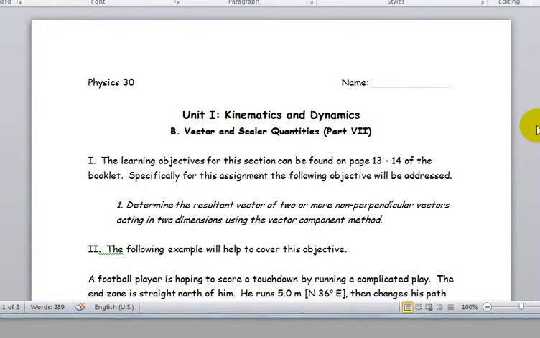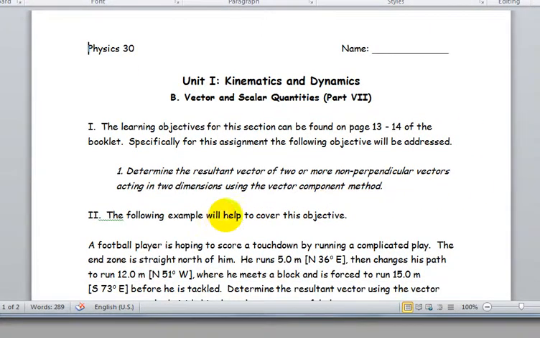Welcome back, Physics 30. This is the last Part B vector assignment. It's Part 7. The objective here is to determine the resultant vector of two or more non-perpendicular vectors acting in two dimensions using the vector component method that we learned in the last assignment, breaking a vector down into its horizontal and vertical components.